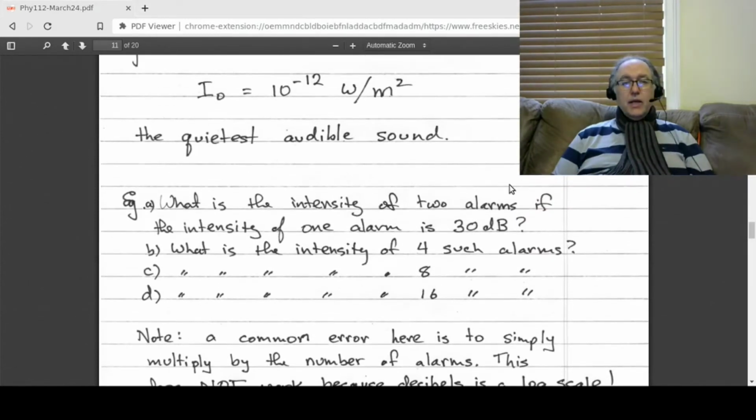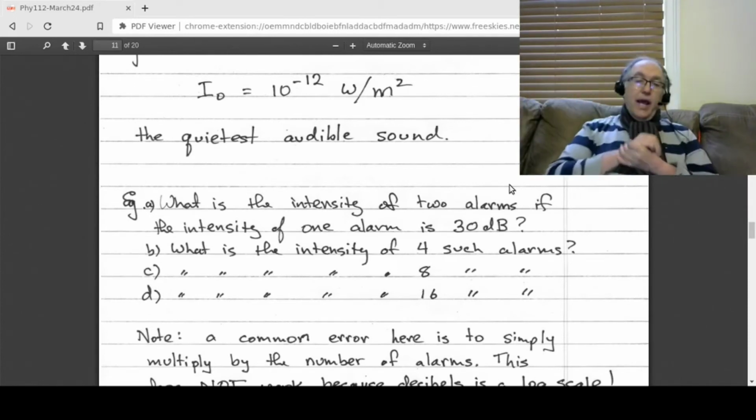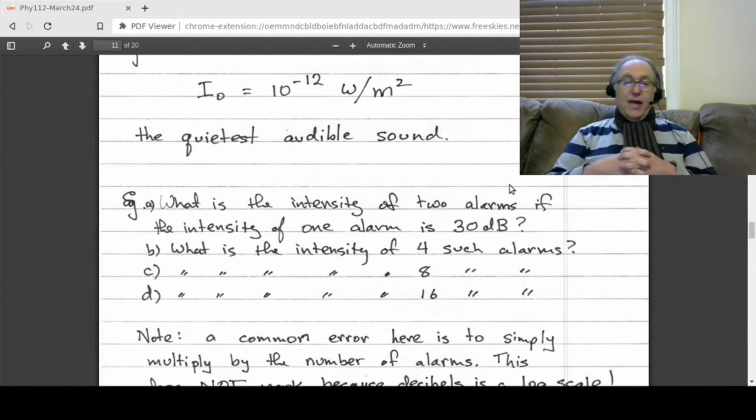intensity, human hearing, spans many orders of magnitude, and that log function is basically going to start to bracket those different intensities for us. The quietest possible sound, that's 10 to the minus 12, and the log function will pick that out, whereas human speech is 10 to the minus 6 watts per meter squared. And that's a million times larger.